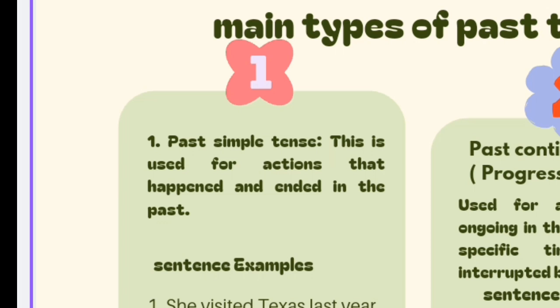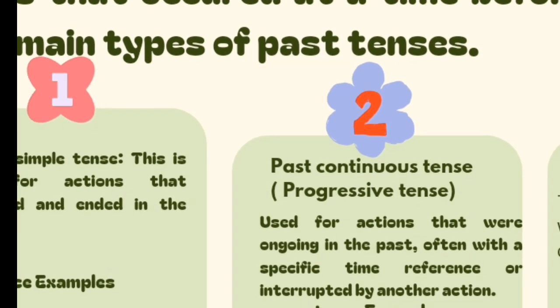Okay. The next type of past tense, we have the past continuous tense. We remember we spoke about the present continuous. So we also have the past continuous tense, which is also called what?